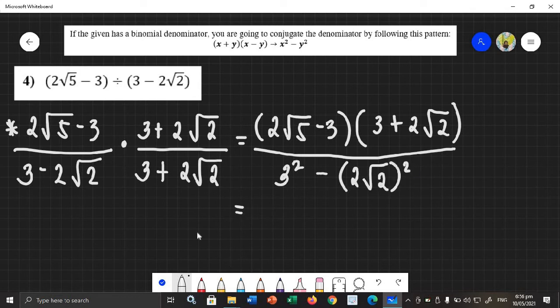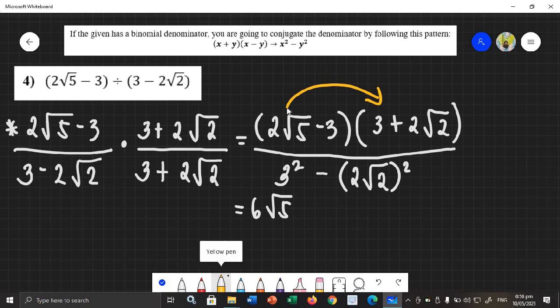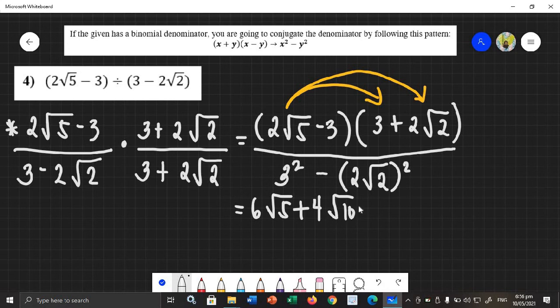So here, using FOIL method, we need to get the product of the first terms. So we have 2 square root of 5 times 3, so we have 6 square root of 5. And then the product of the outer terms. So you have 2 square root of 5 times 2 square root of 2. So the answer here is 4, which is positive, no? Positive 4. Square root of 5 times 2 is 10. So we have 4 square root of 10.